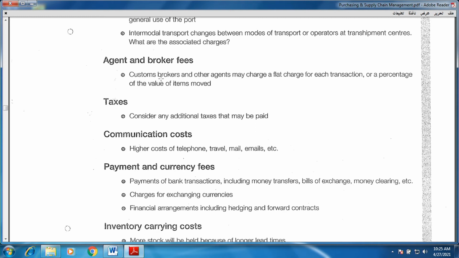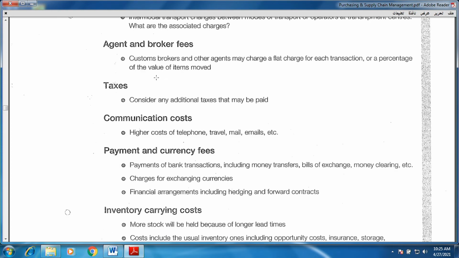There are agent and broker fees. The customs duties, usually when we pay them to the government, we need some agent doing the clearance, and they do the transactions on behalf of us. They are agents for us, and they usually take a transaction cost, fees, or a percentage of the value of these items moved. And these clearance offices, the agents or the brokers' offices, there is no way to neglect them until you are big enough to have your own employees doing the work for yourself.